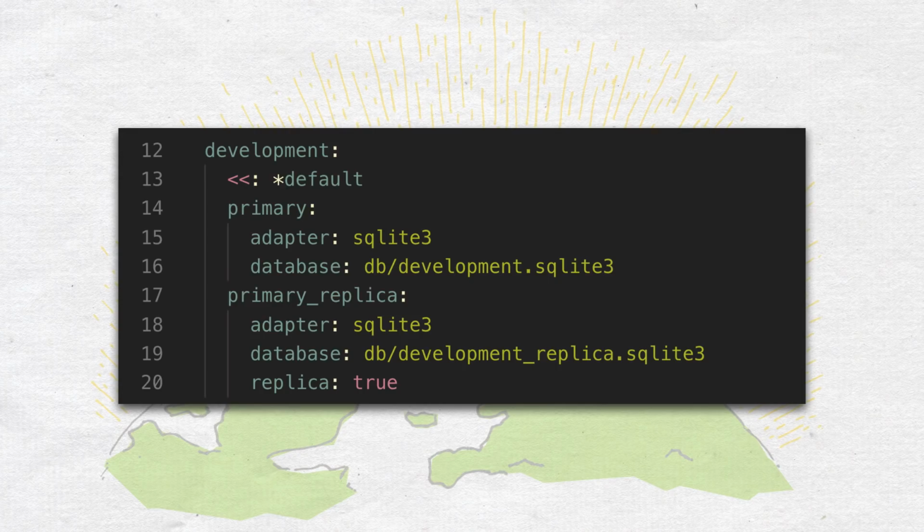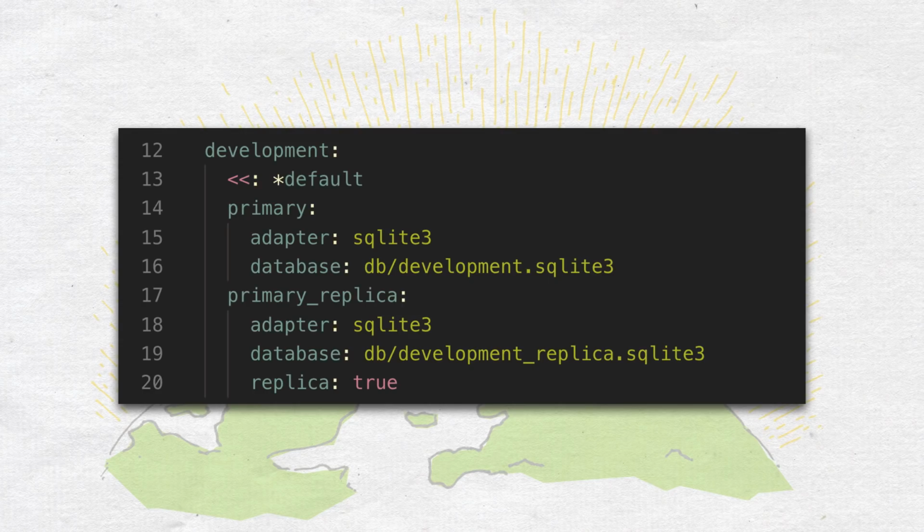And it's important to note that Rails will not handle the replication for you or the different databases for you. Instead, it'll be your responsibility to set up the appropriate replicas and then make sure that you have the correct connection points within your database YAML file.